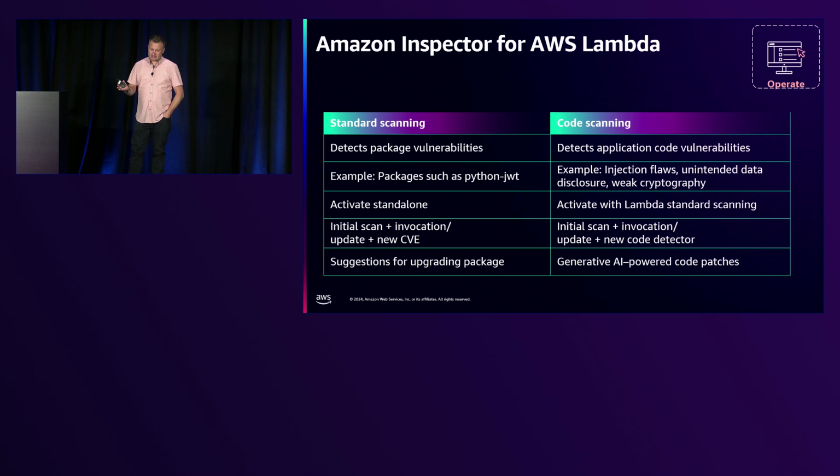In both cases, we see Inspector is running these scans when we first create the Lambda function. Anytime we update the function with a new version of the Lambda, or also if any new CVEs or any new code detectors are registered with Inspector, Inspector will automatically rerun against our Lambda function.